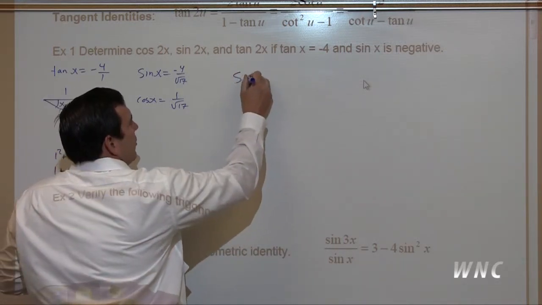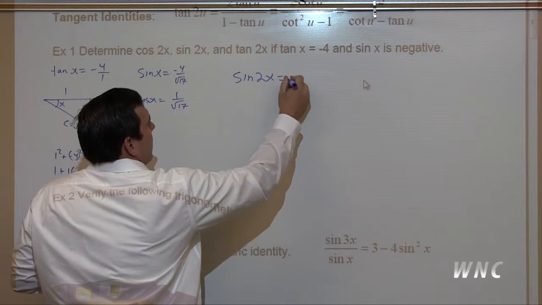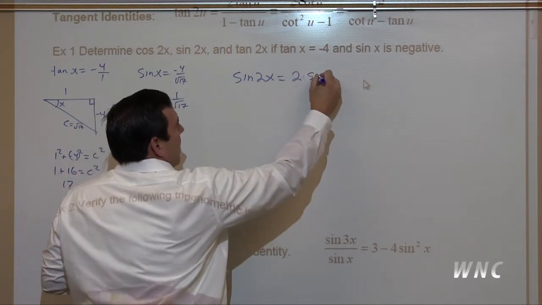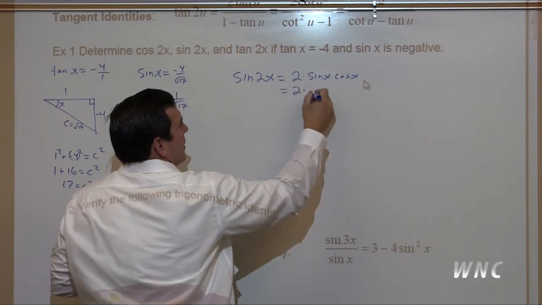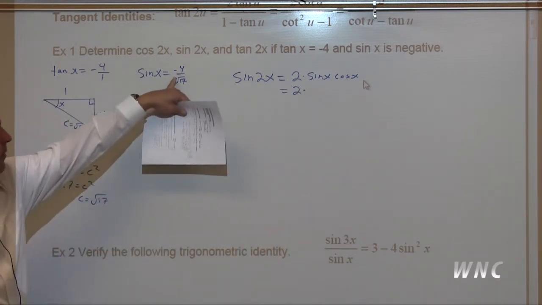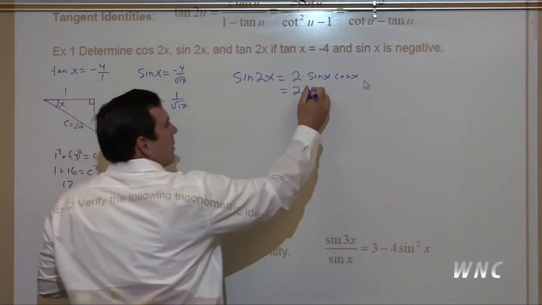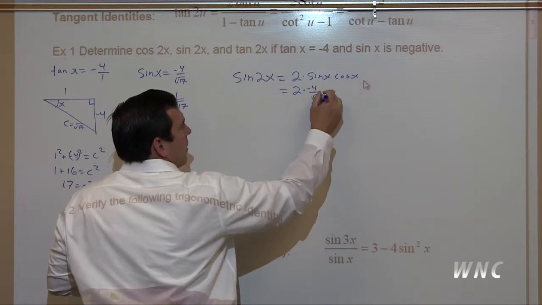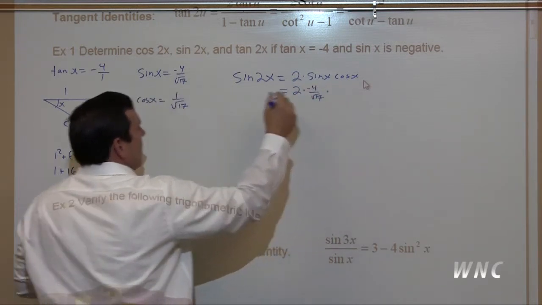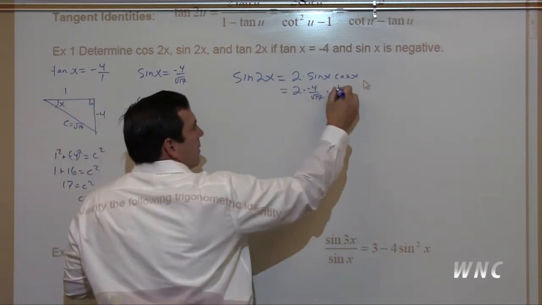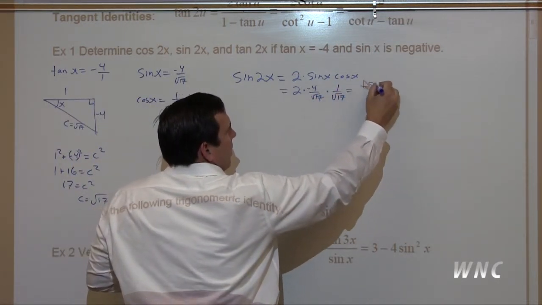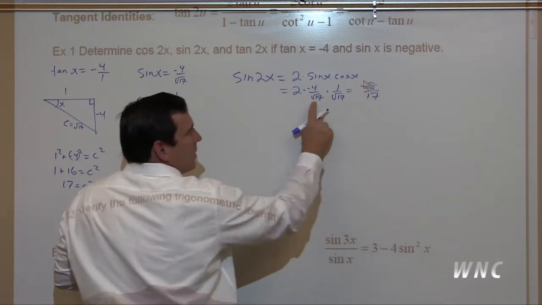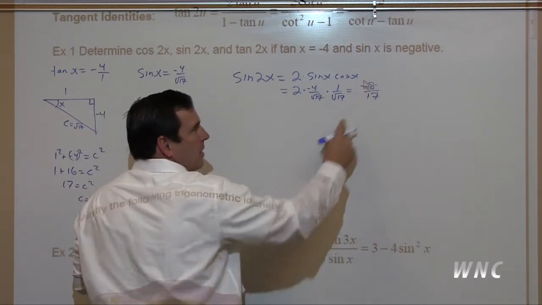For sine 2x, that's going to be 2 times sine x cosine x, or 2 times, and our sine was negative 4 over square root of 17, and cosine is 1 over the square root of 17. So that's going to be negative 8 over 17, because the square root of 17 times the square root of 17 is 17.